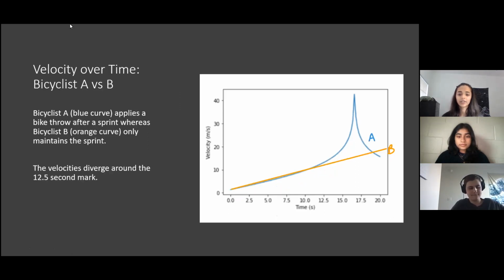Here we've incorporated another bicyclist to measure the effectiveness of the bike throw. We have bicyclist A and B, who both have a sprint in the beginning, but then A does a bike throw while B maintains the sprint until the end of the race. We see that A's velocity sharply increases faster than B's, and the velocities diverge around the 12.5 second mark. This graph helps us to visualize how the bike throw can be vital in giving an extra boost and comes in handy when determining timing.